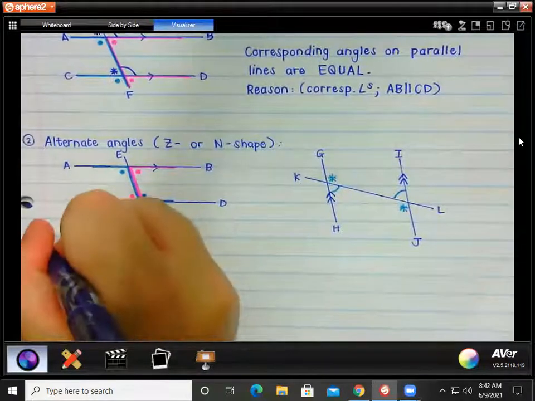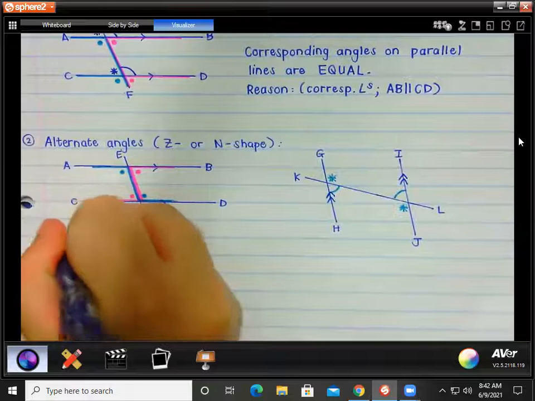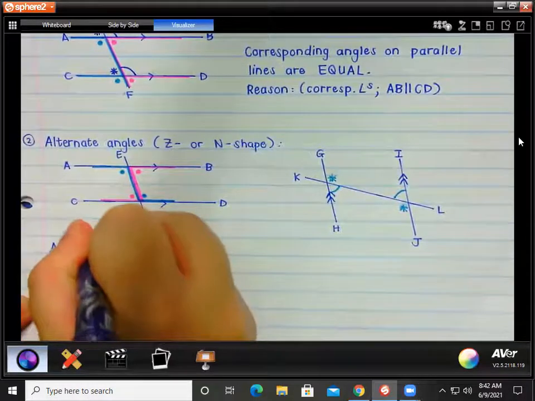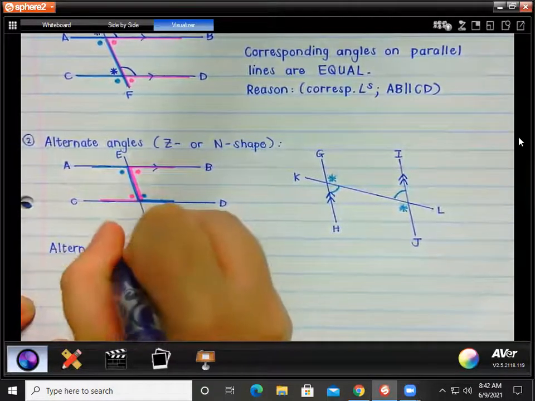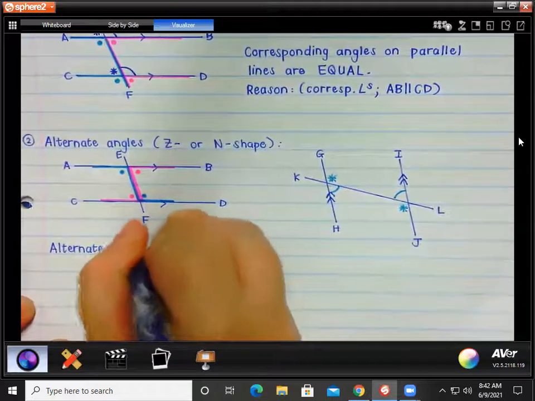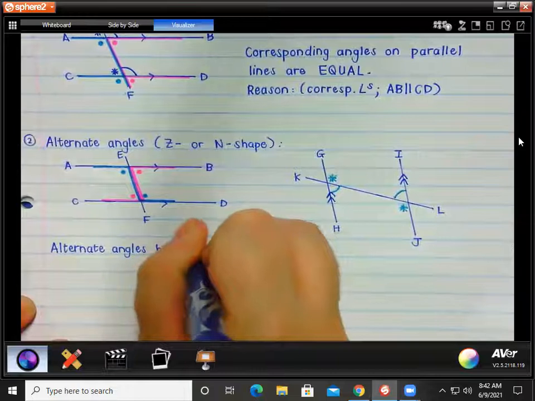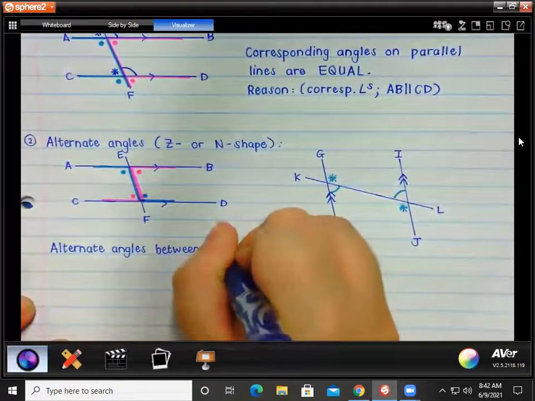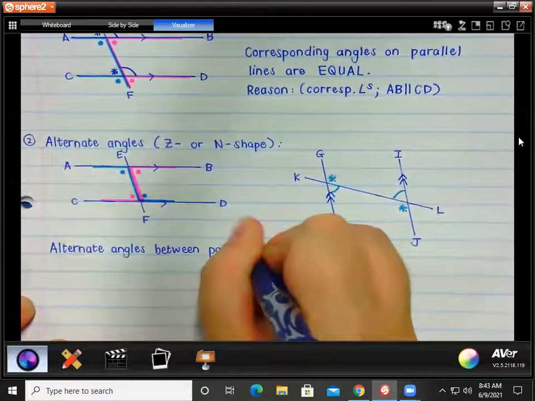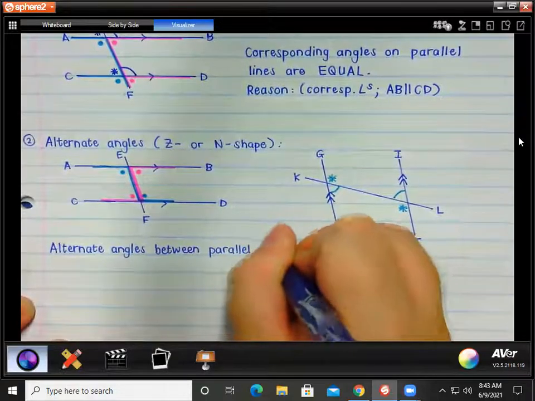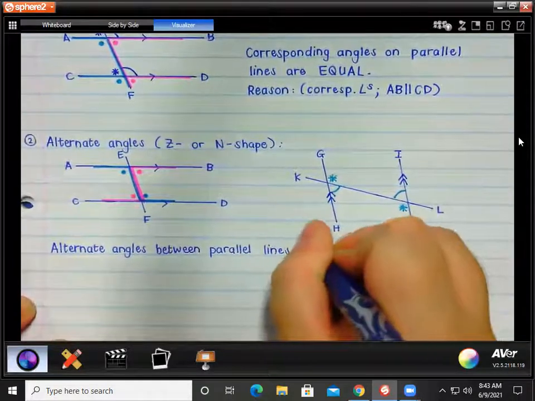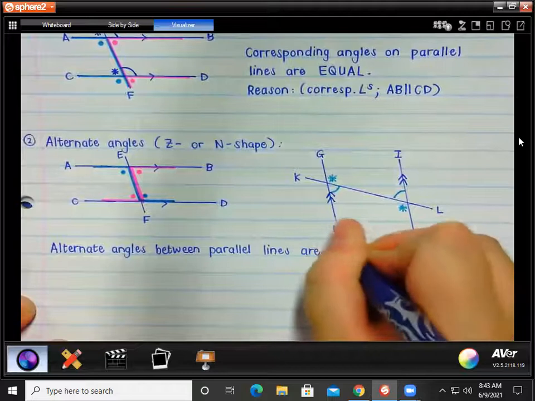Okay, I'm just going to write the actual rule down here. Alternate angles between parallel lines are equal.